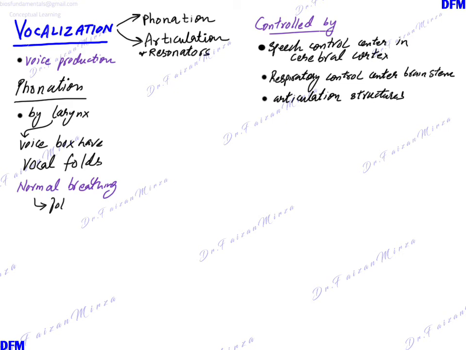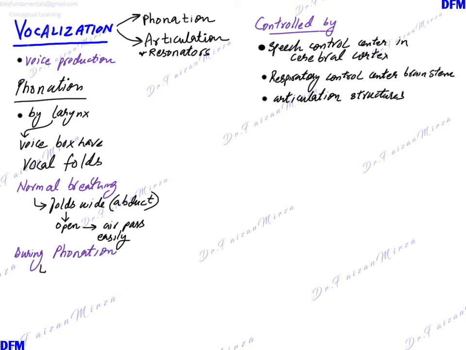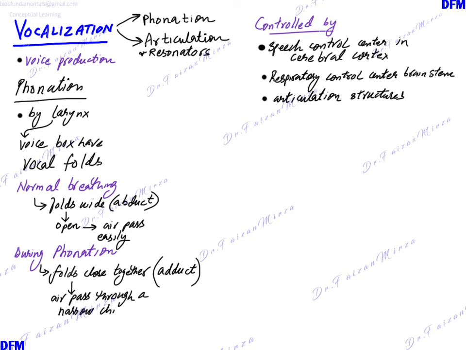During normal breathing, the vocal folds are wide, which means they are abducted and opened. Air passes easily through them. But during phonation, when you are producing sound, the vocal folds close together and become adducted, and air passes through them in a narrow chink. There's a narrow opening because of them closing together. So the vocal folds start to vibrate, and the sound is produced.